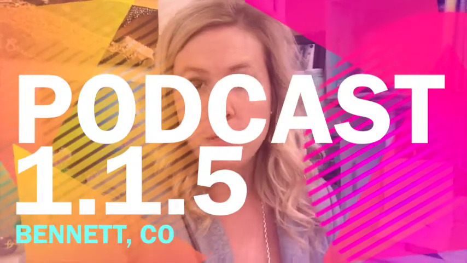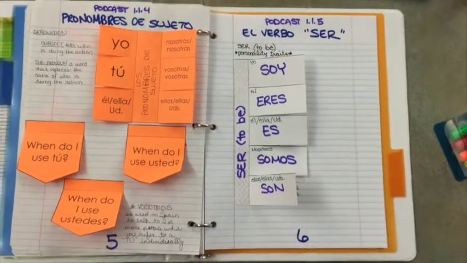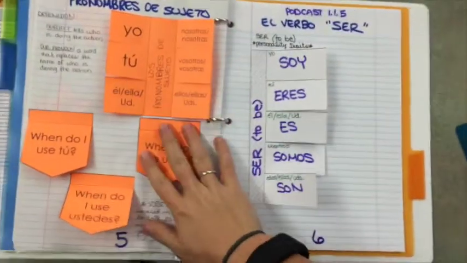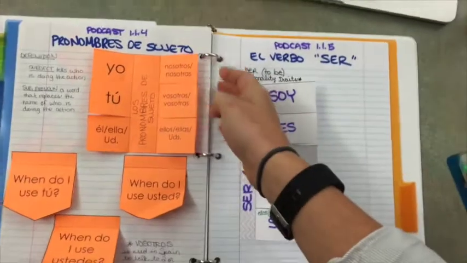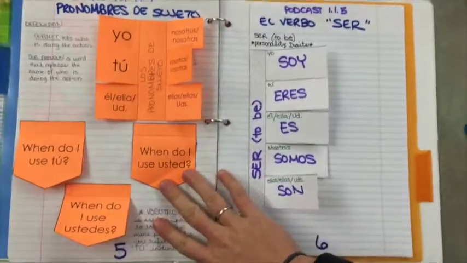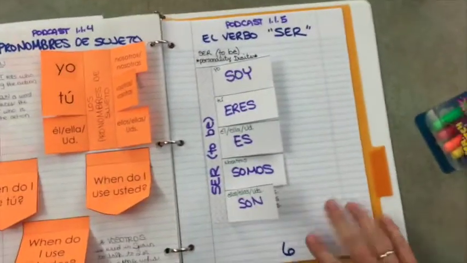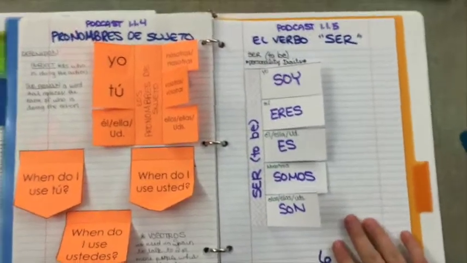In this video, I'm going to explain the verb ser. Here is what my notebook looks like, my example notebook. In the last podcast, in podcast 114, we talked about subject pronouns and you added your foldables. That was my page 5. Today we're working on the page right next to it.